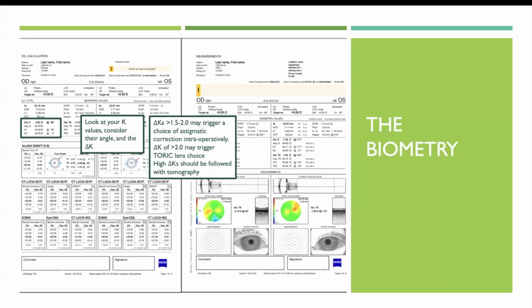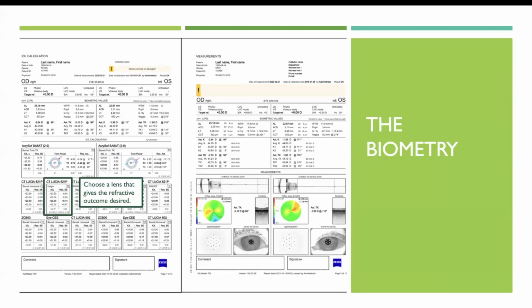And then if you are getting high delta Ks, it's always worth then having a tomography. This is, for example, showing you on the right-hand side a rough tomography, but usually something like a Pentacam, and you can go back and watch the video on corneal imaging to actually check whether or not those astigmatisms are regular, and whether or not that patient is suitable for a toric lens. And then finally, you're essentially going to choose the lens that gives the refractive outcome that you've wanted and discussed with the patient. And we'll talk a bit about that in a bit as well.